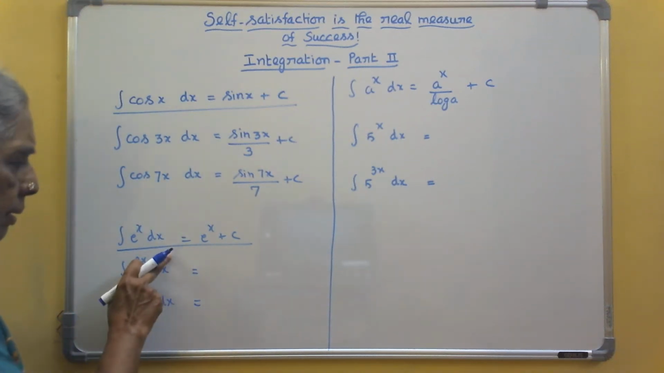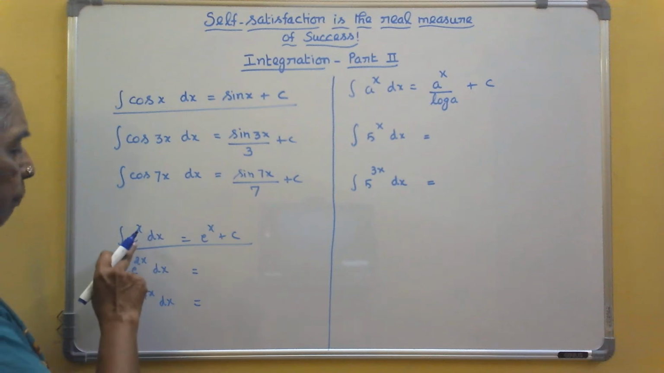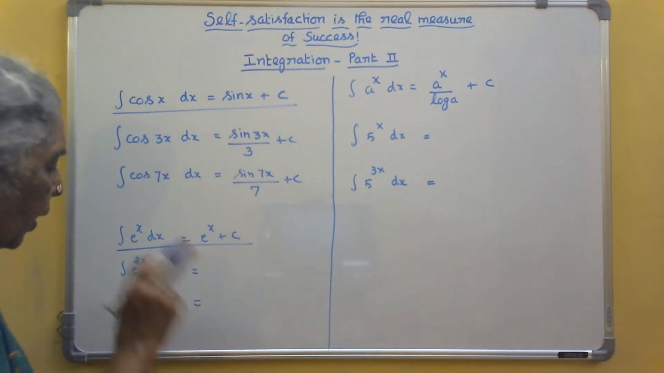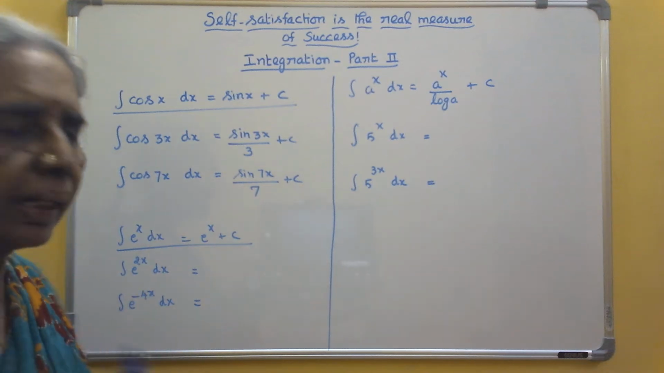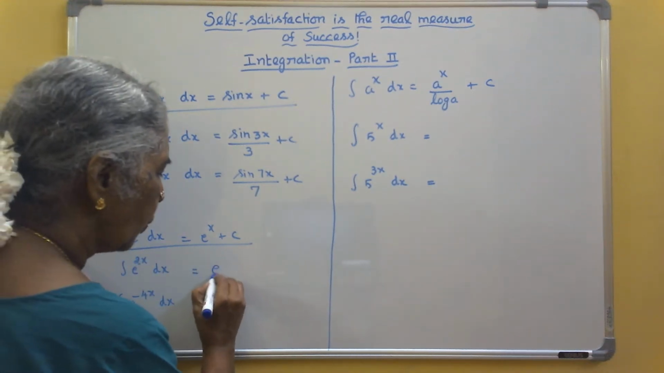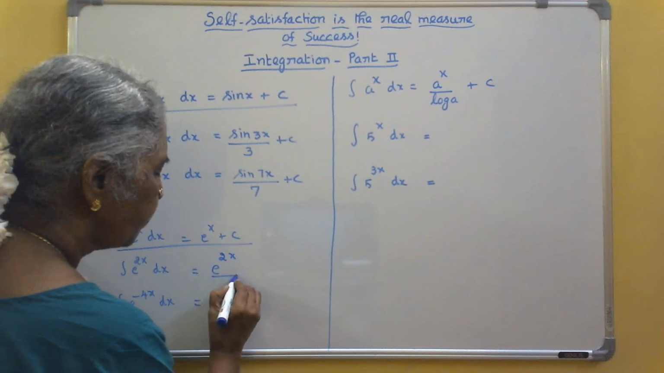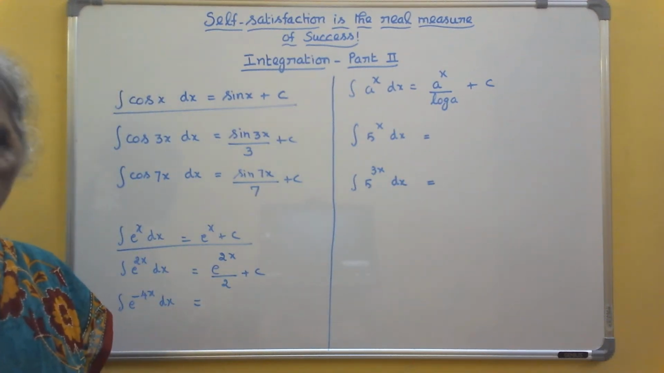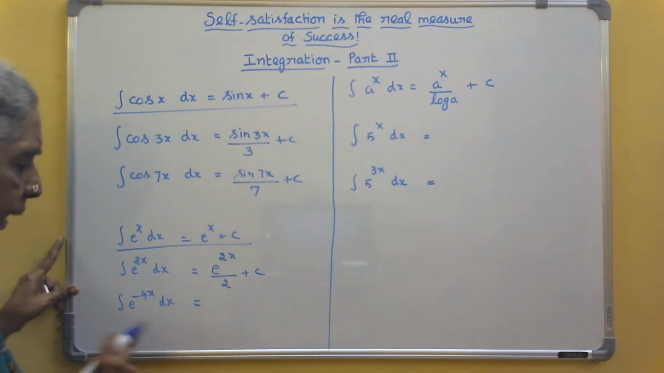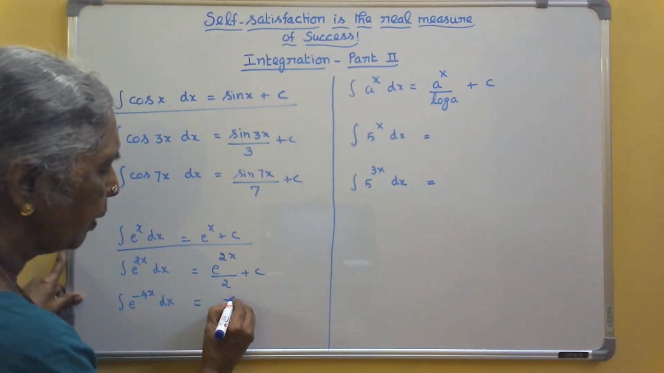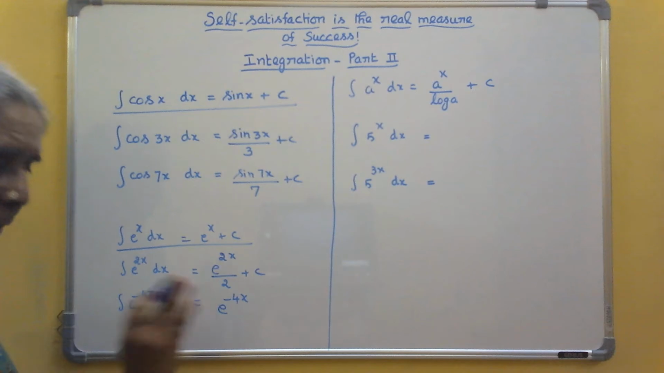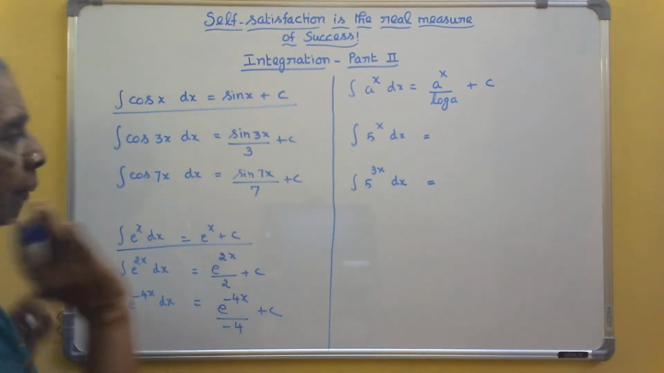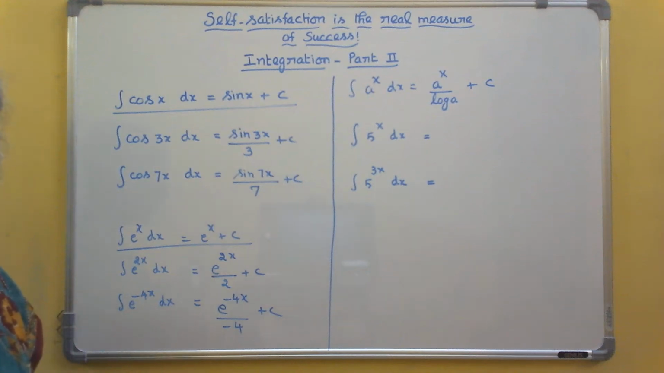Now, come to the exponential function. You know integral e power x dx is equal to e power x plus c. If you have integral e power 2x, you first write e power 2x, divide by the coefficient, then put plus c. Okay? Then e power minus 4x dx will be e power minus 4x, write the same thing, then divide by the coefficient minus 4, plus c. These things are clear to you.